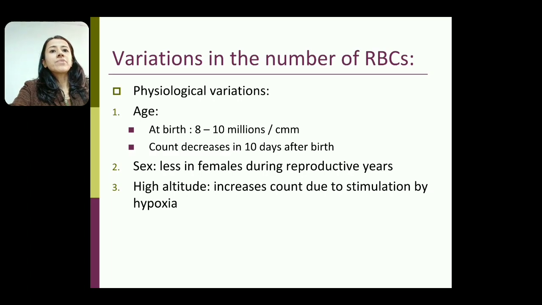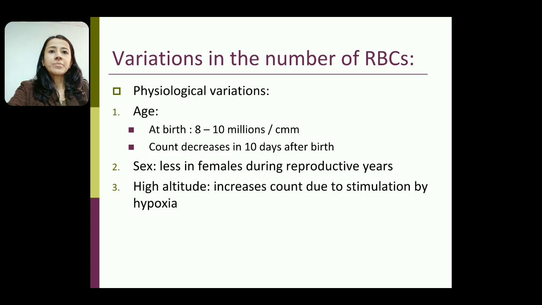Variation in the number of RBCs. There are physiological as well as pathological variations. Physiological variations include age. At the time of birth, RBC count is highest, and that is a physiological variation. About 8 to 10 million RBCs are present per cubic millimeter of blood, and within 10 days there is hemolysis, and that results in a decrease in the RBC count.